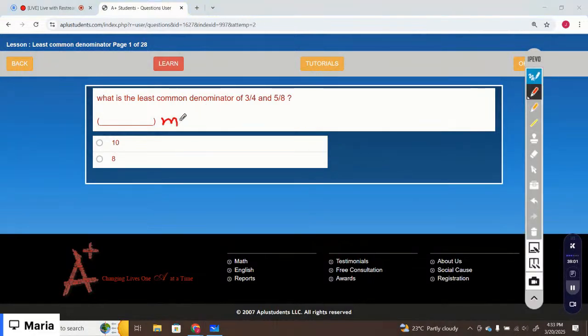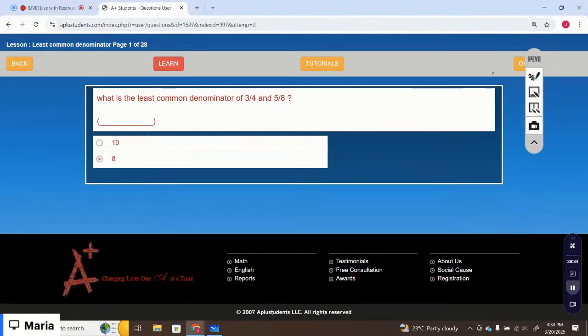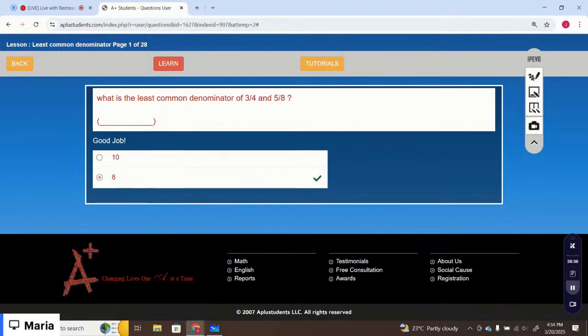So their denominators are 4 and 8. Let's write down the multiples of 4 and 8. Multiples of 4 are 4, 8, 12, 16, and 20. And the multiples of 8 are 8, 16, 24, and so on. You need to look for the smallest common number, that is 8. So the least common denominator is 8. Option number 2 is the correct option.